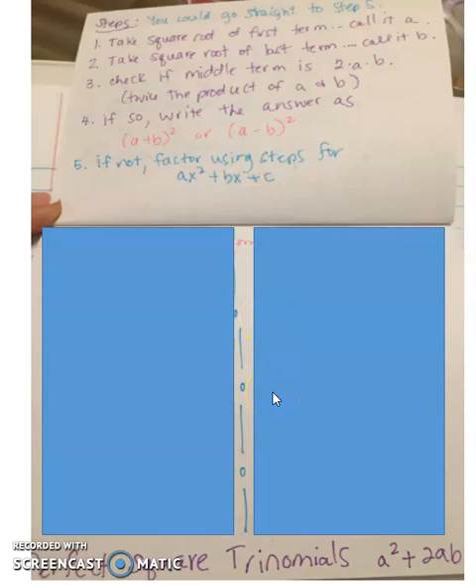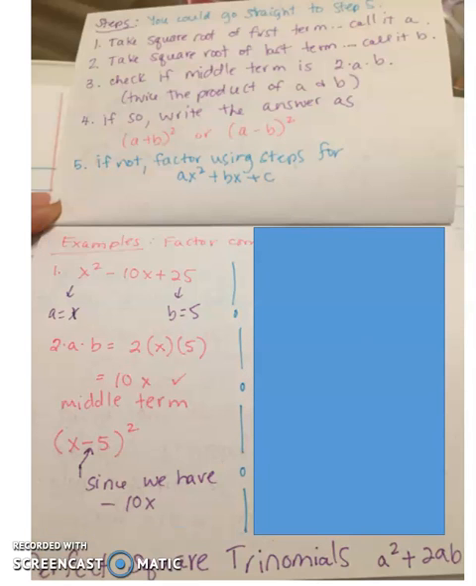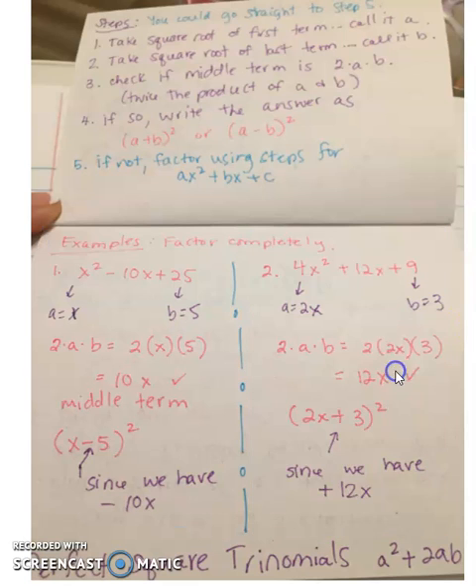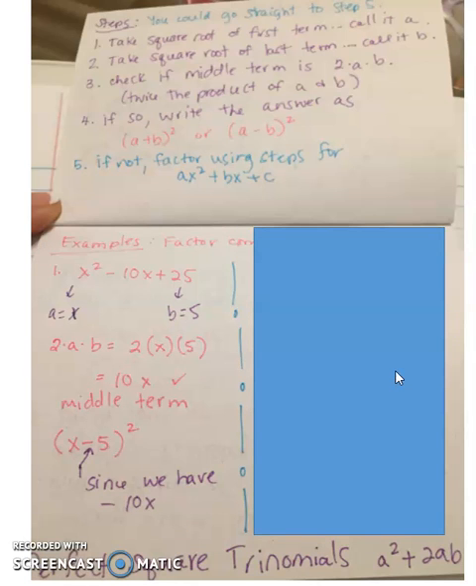Alright, so for our first example, your directions say to factor the examples completely. So for step 1, we have x squared minus 10x plus 25. So I'm going to first check to see if this is even a perfect square trinomial at all. So the square root of the first term is x, I'm going to call this a. The square root of the last term is 5, so I'm going to call that b. If I multiply a times b together, I get 5 times x. If I double it, I get 10x.